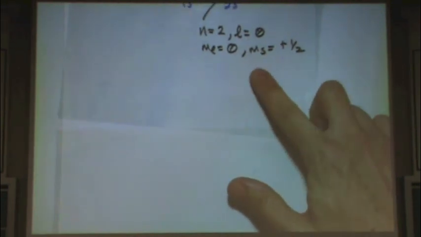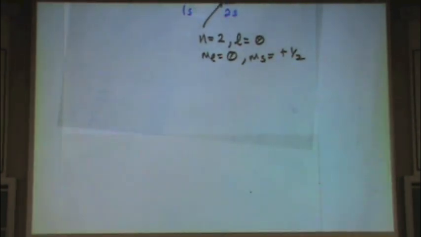M sub s is a spin quantum number. +1/2 means an up arrow. -1/2 means a down arrow. She's asking, is it always going to be one or the other? Yes. Up or down, that's your only 2 choices. Okay.